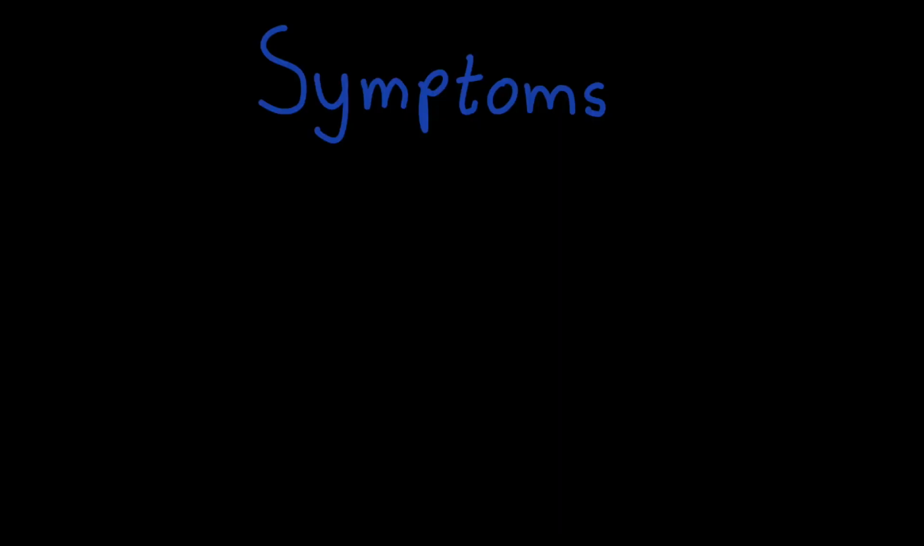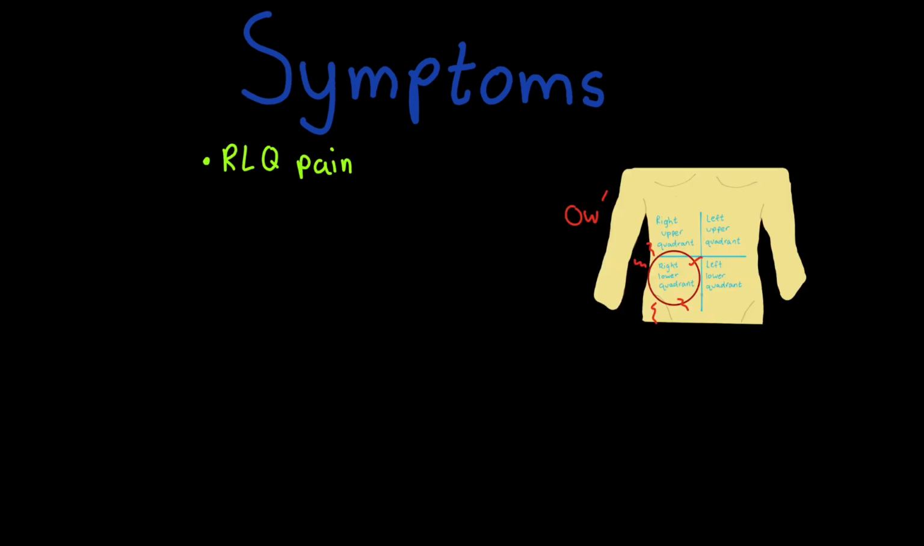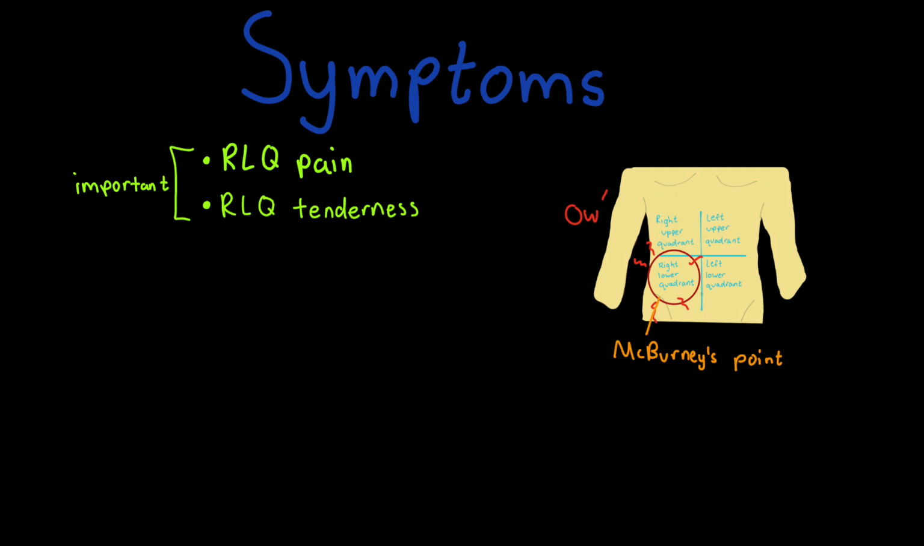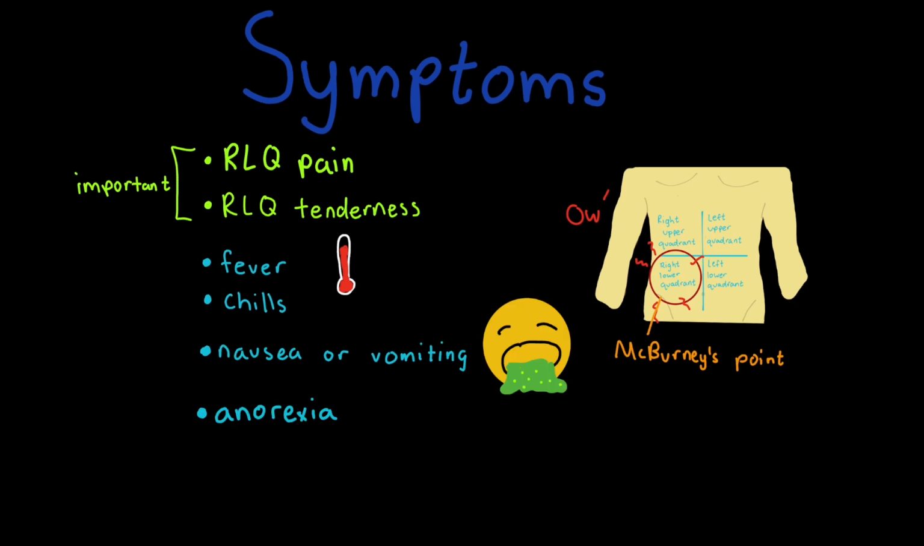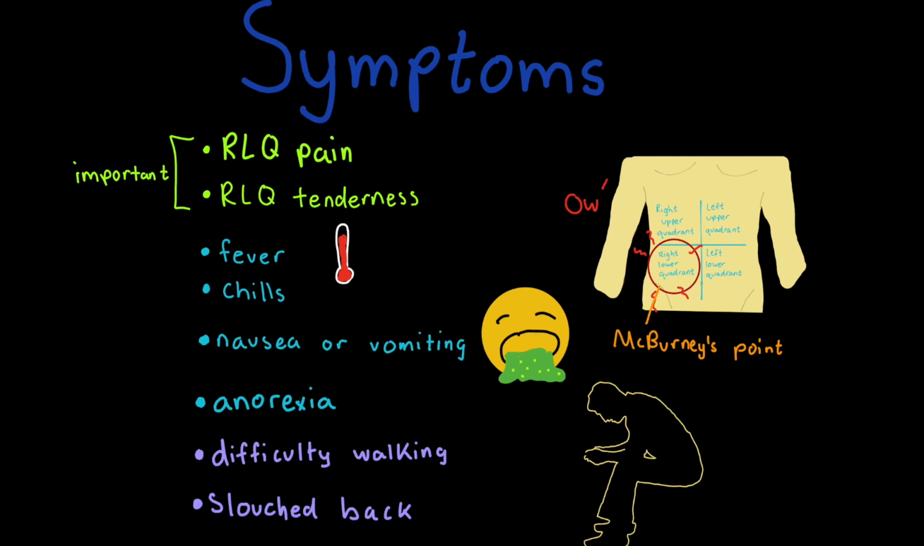The symptoms of acute appendicitis are pretty straightforward, with the cardinal symptoms being abdominal pain around the right lower quadrant, which is known as McBurney's point, as well as tenderness. A low-grade fever, chills, nausea or vomiting, and anorexia are also seen in patients with acute appendicitis. With acute appendicitis, your patient will have a hard time walking. They may slouch their back when sitting up or walking and complain of pain when trying to sit up. Any contraction of the abdomen will result in pain.